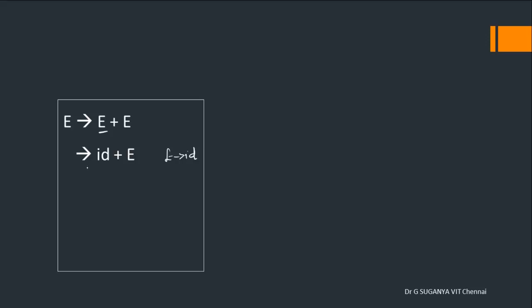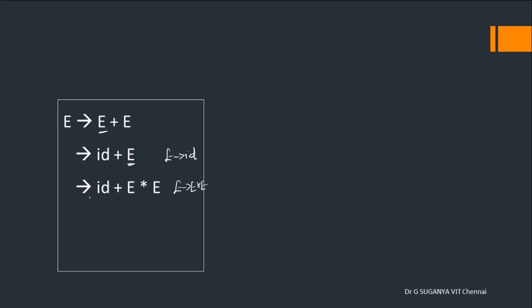Then again, from the left, this is the leftmost non-terminal. id and plus are terminal symbols. So E gets expanded to E star E, using the production E gives E star E.